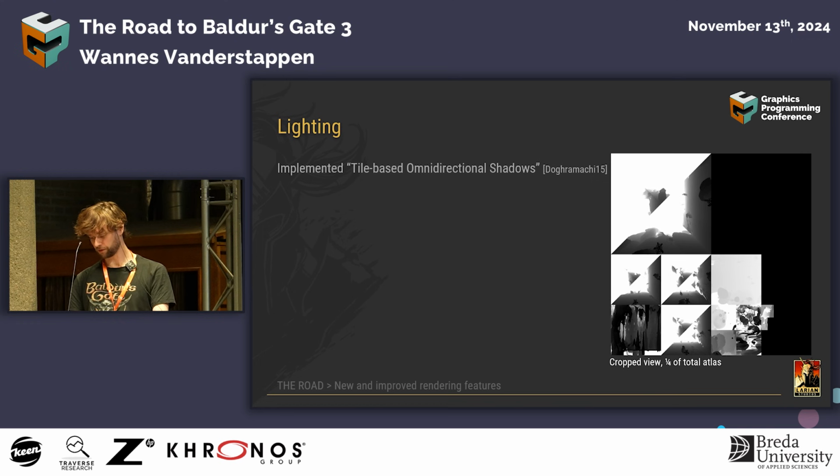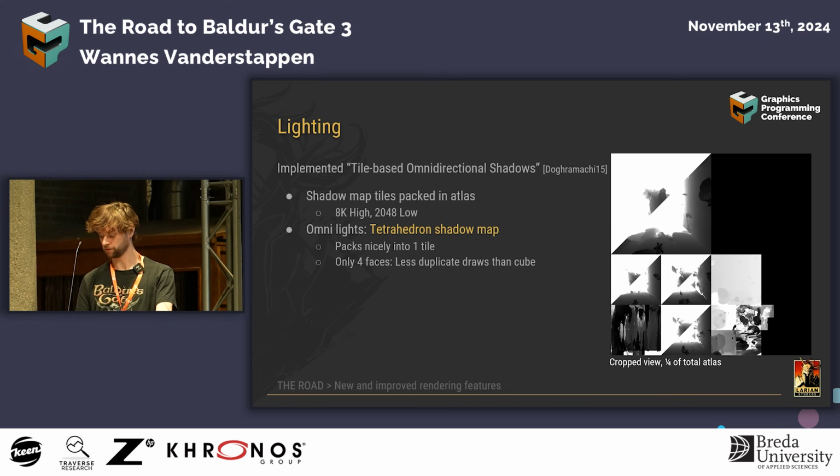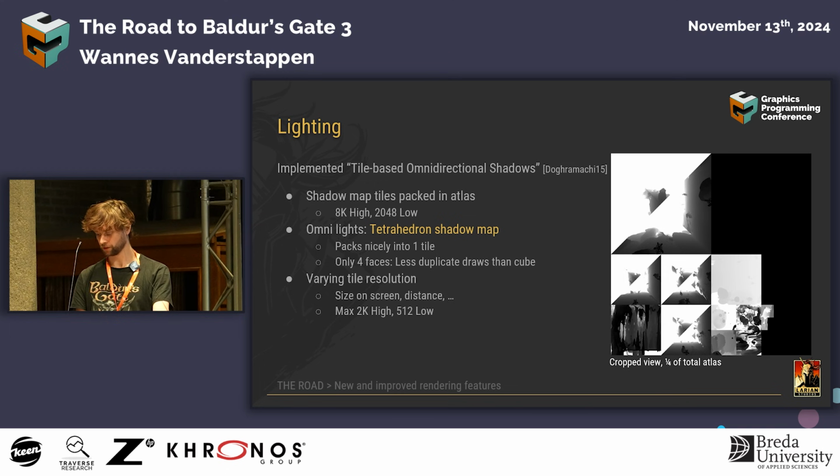And to support this amount of shadows, we implemented tile based shadows. So in short, this is an atlas where all the shadows are packed in tiles. For the omnilights, we use a tetrahedron shadow map. So it's only 4 faces instead of the regular 6 with the cube map. And this packs nicely into a single tile, so each light is occupying only 1 tile. It also only has 4 faces, so there's less draw calls that we need to do twice when they overlap different faces of the tetrahedron map. We vary the tile size based on size on screen, distance and such, and maximum these are 2K each, or 512 on low settings.